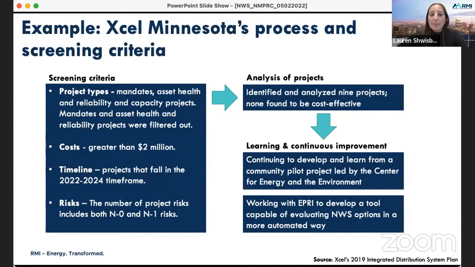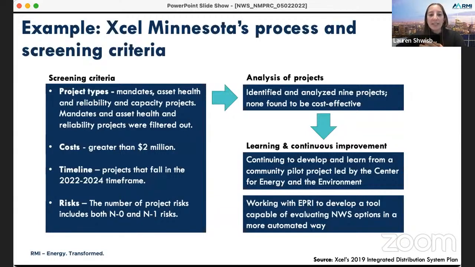So what this has meant in practice in Xcel's 2019 distribution system plan, they looked at project types, mostly capital projects, capacity driven projects, so projects driven by a capacity need. They used the $2 million cost threshold. They looked at projects from 2022 to 2024. They also used risk as a screening criteria here. They identified 9 projects, analyzed all of them, and actually found none of them to be cost effective. So alone, if this were the stopping place, I would probably say that's insufficient or requires some more investigation.